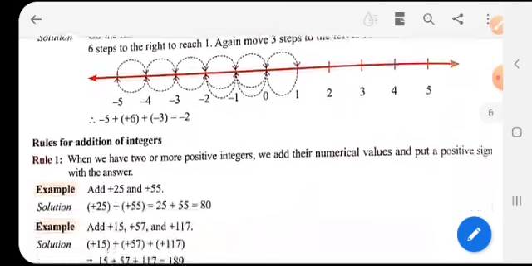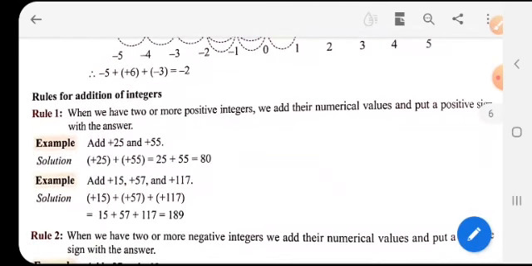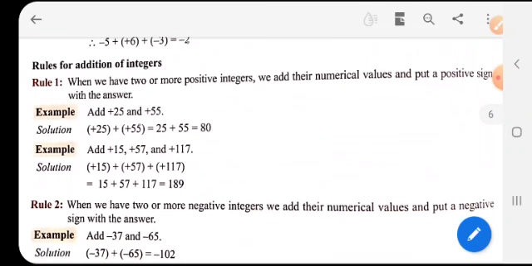Then here are the rules of addition. The rule for addition of integers is, first, add plus 25 and plus 55. Plus and plus is always plus. So 25 plus 55 is 80, and there we get the answer 80.